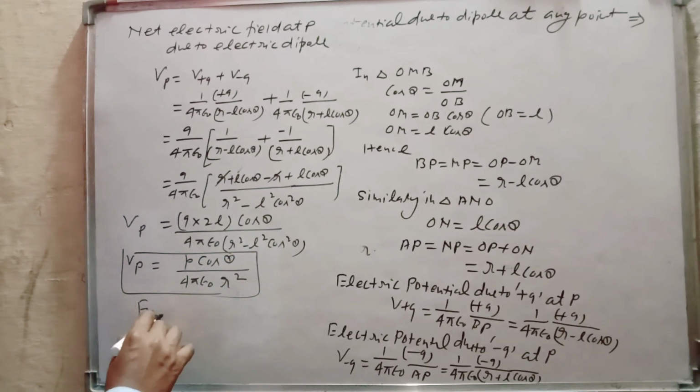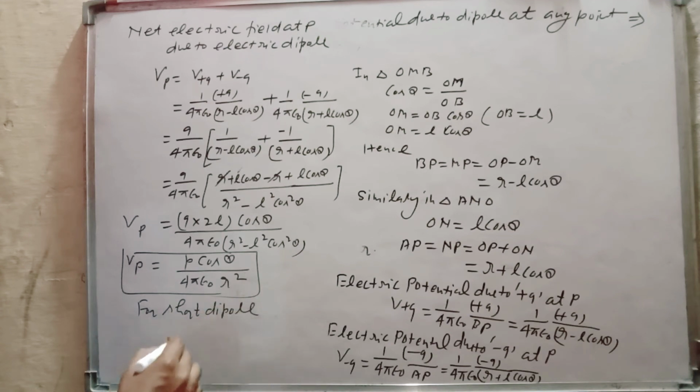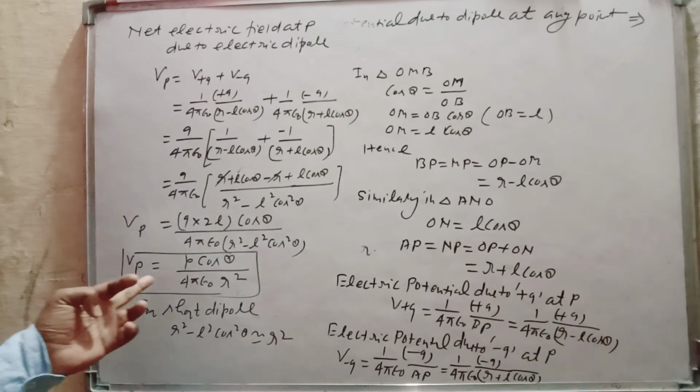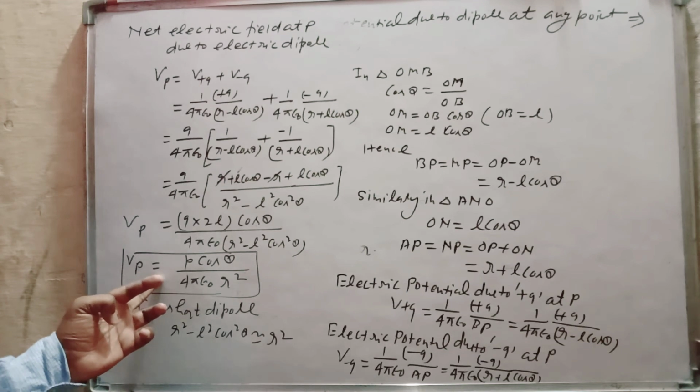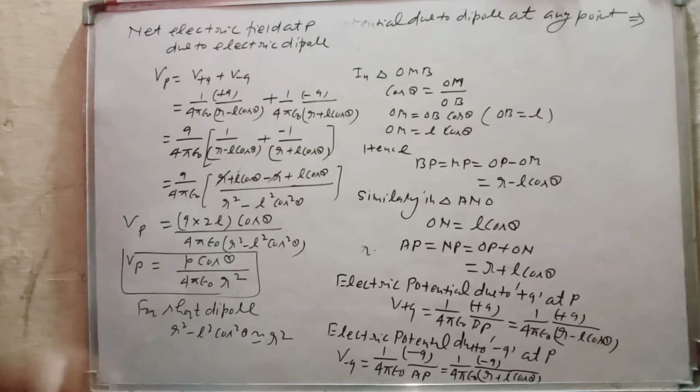For a short dipole, R square minus L square cos square theta is approximately R square. That means this is the expression for electric potential due to a dipole at any point. This is the general expression.